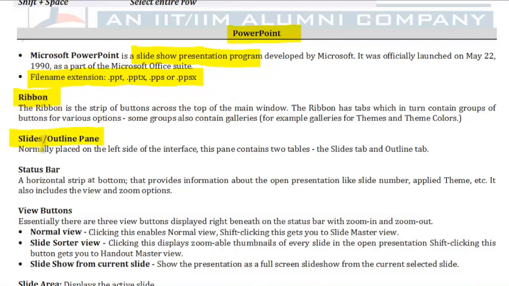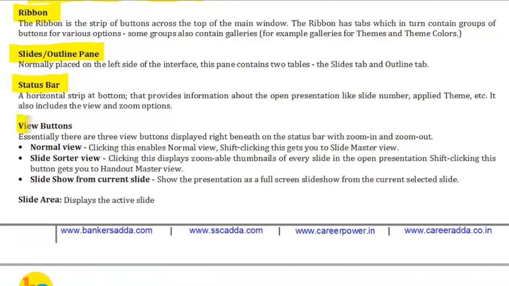We have a ribbon, we have slides and outline panes, we have a status bar. See students, they may ask you questions regarding these terms also. You can use the PowerPoint application so that you will not need to mug up these terms. You can understand their functioning and that will be the best option to remember them. Then we have the view button. There are three kinds of views: normal view, slide sorter view and slideshow from the current slide view in a PowerPoint.